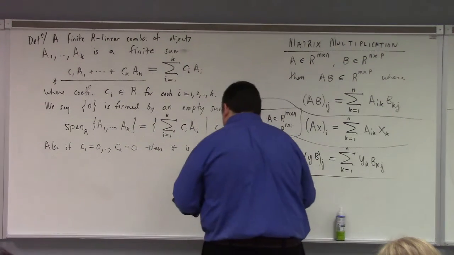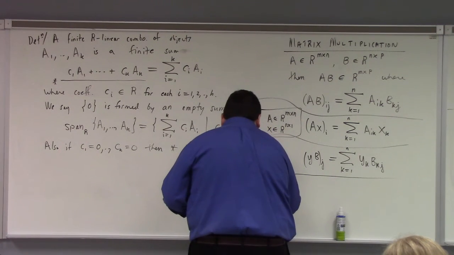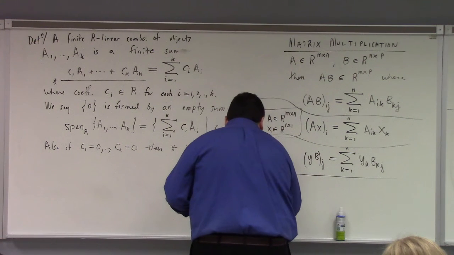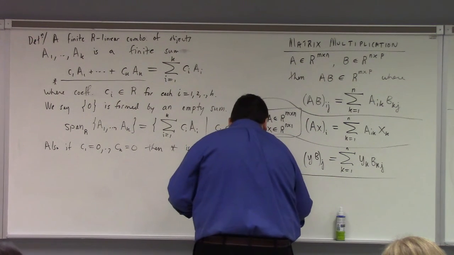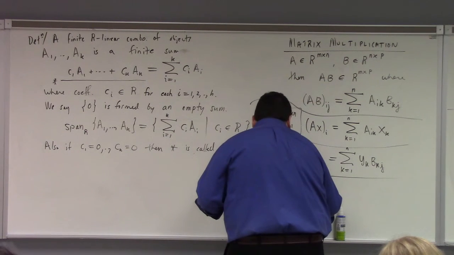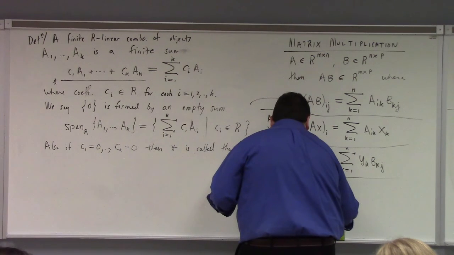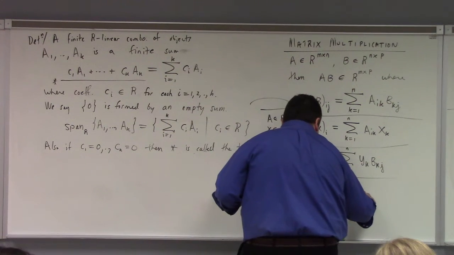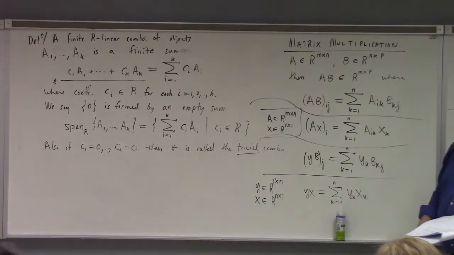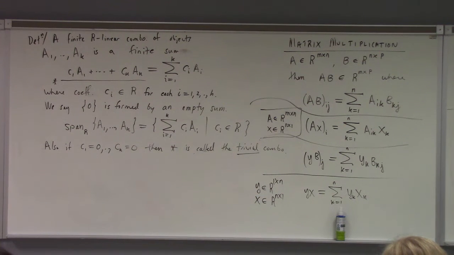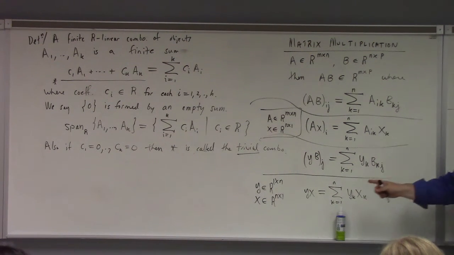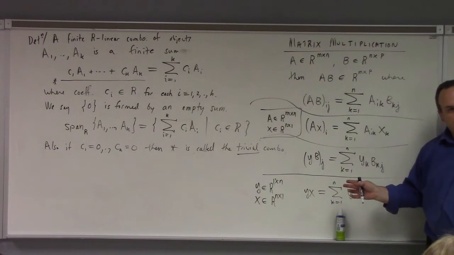And then finally, you can also have the case that y is in R^(1 by n), and x is in R^(n by 1). In that case, you could calculate yx, and that would just be equal to the sum k equals 1 to n of yk xk. So there you go. There's every contingency. All right. So matrix times matrix gives you a matrix. Matrix times column gives you a column. Row times matrix gives you a row, and finally, row times column just gives you a number, right?